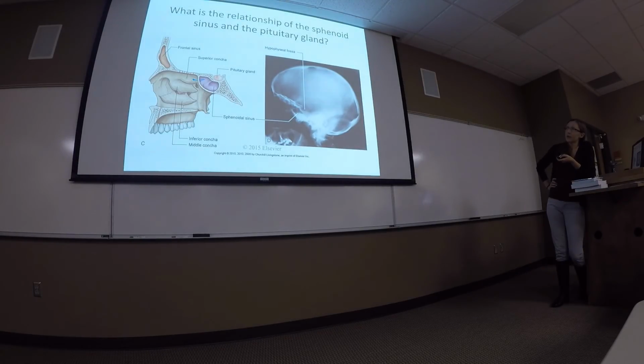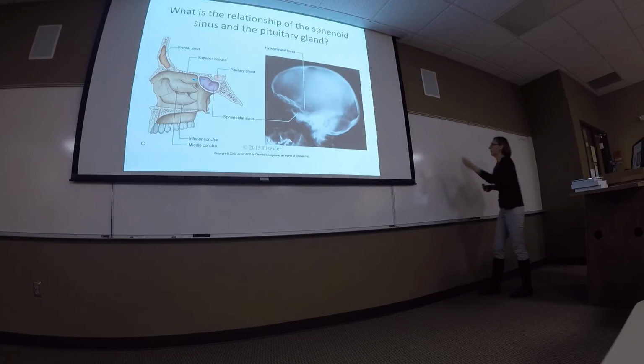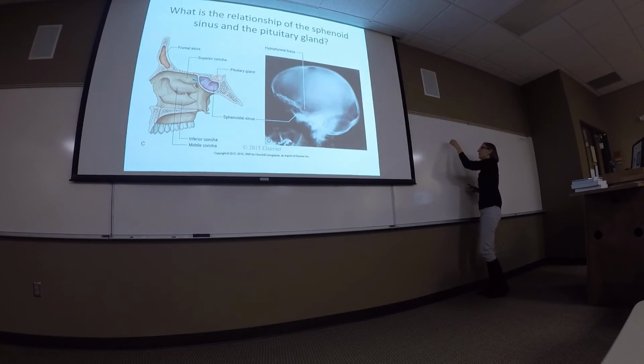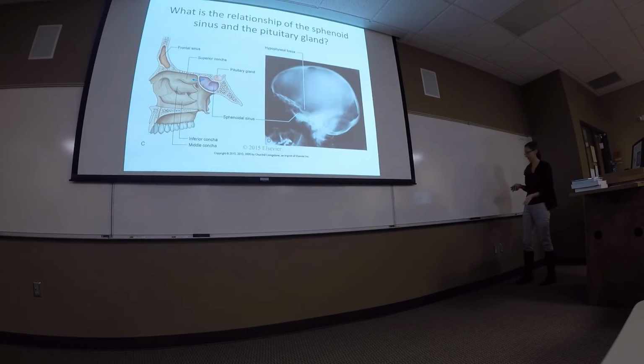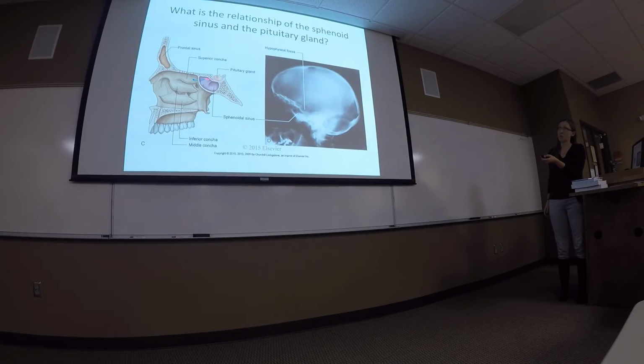All right, and so then, tucked in right behind all of this is the pituitary gland. And this little depression, it has three names so far that I've found. The hypophyseal fossa, it's also called the pituitary fossa, or the sella turcica. And this is just a little depression in the top of the sphenoid bone.